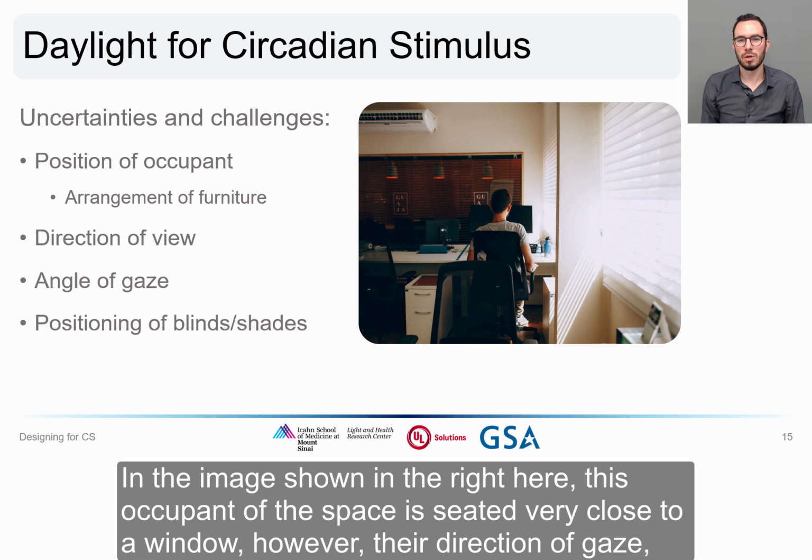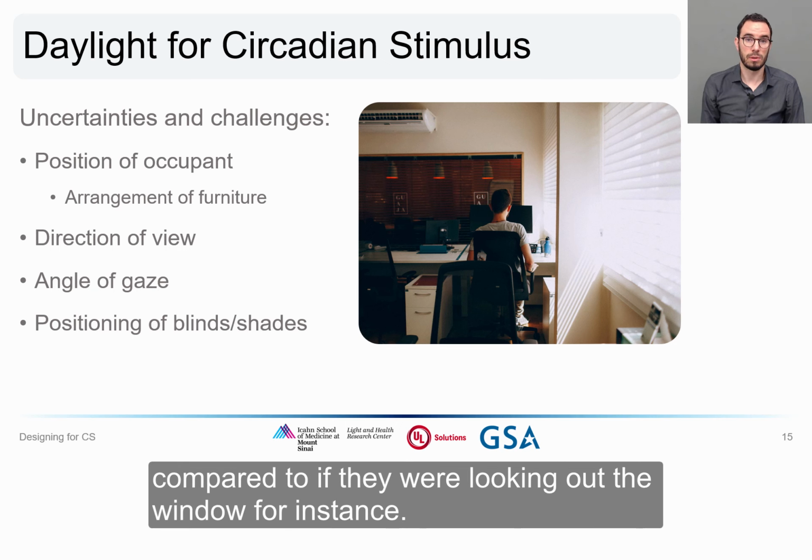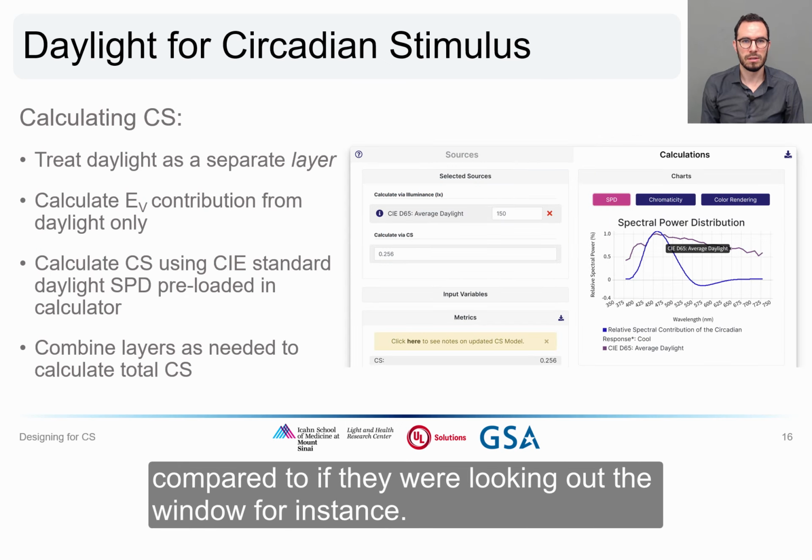In the image shown on the right here, this occupant of the space is seated very close to a window. However, their direction of gaze and the fact that they have the blinds closed are probably reducing the amount of light they're getting at the eye quite dramatically compared to if they were looking out the window, for instance.